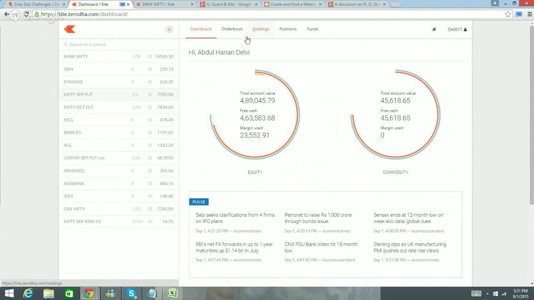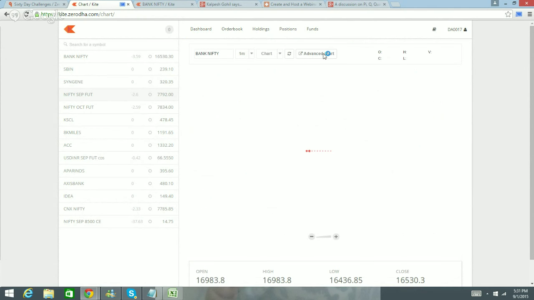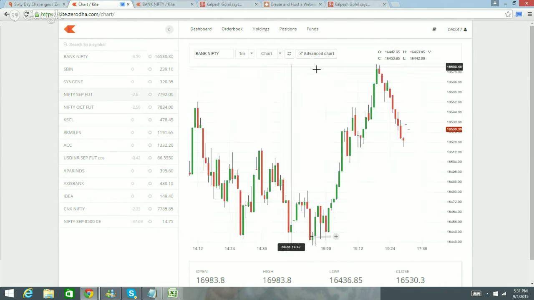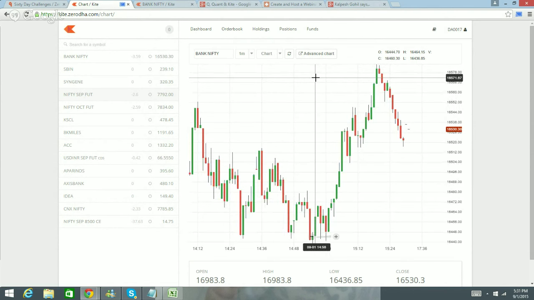Another thing that we are doing on the chart is, when you pop out the chart, which is basically when you click on advanced chart, we're going to give a buy or sell window on the chart itself, so people can trade from the chart directly.